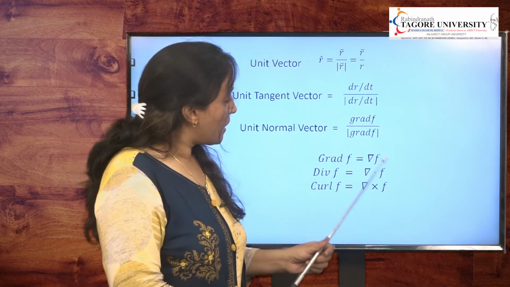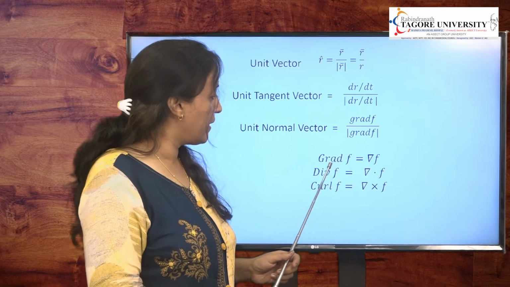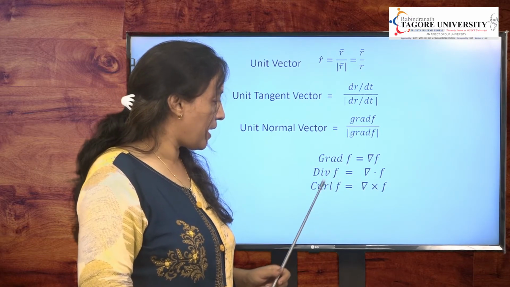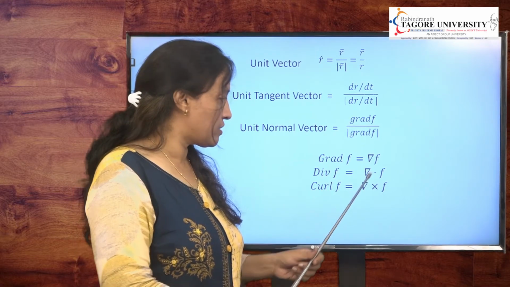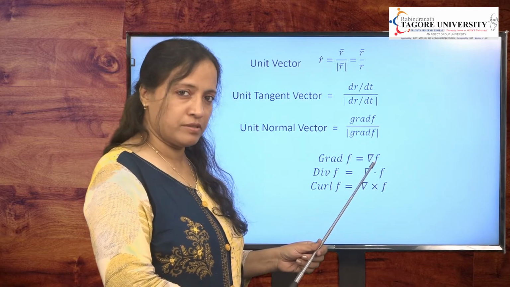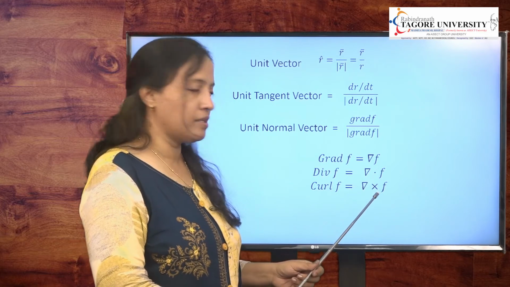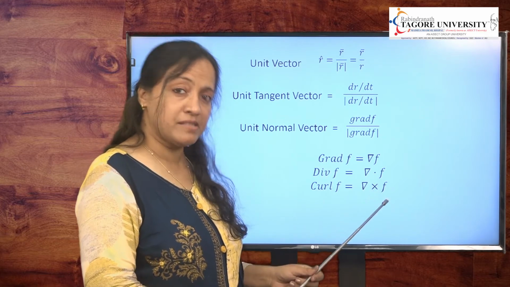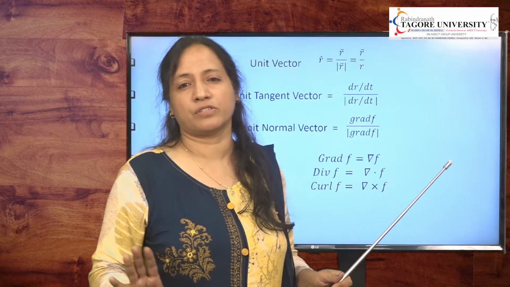Now see, what we have studied in the previous 3 slides: grad f, div f and curl f. For all these 3 we are using this operator. What is the difference between these 3? There is no dot or cross for the gradient. For div we are using dot, and for curl we are using cross. This is the basic difference: dot, cross, and for scalar we are using neither dot nor cross product.